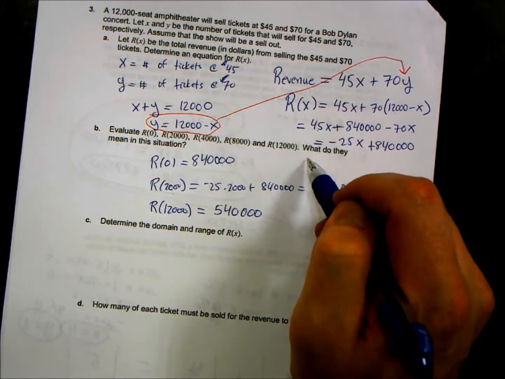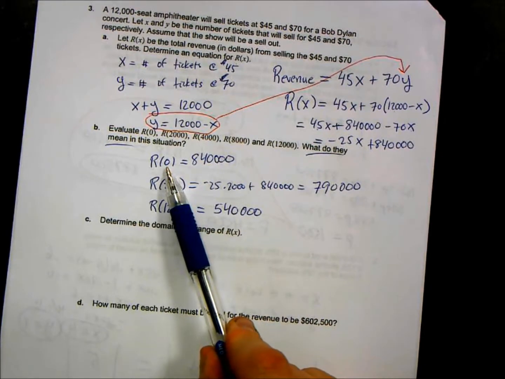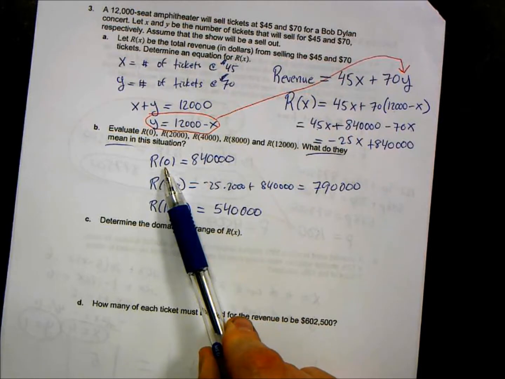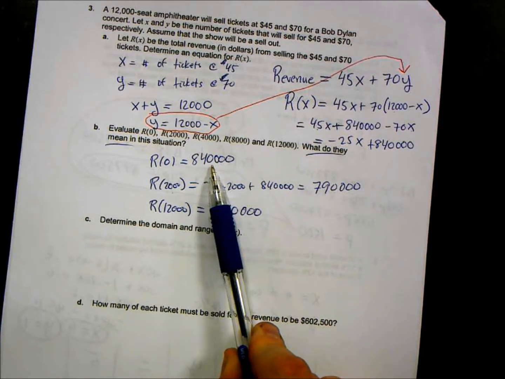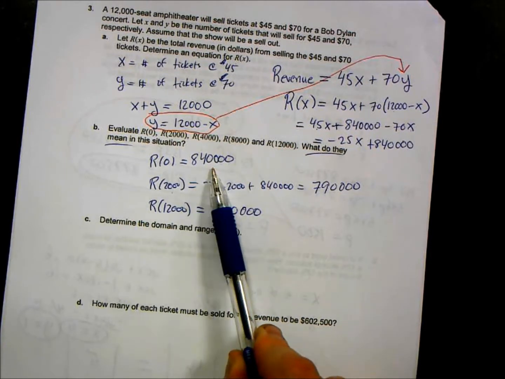Now, the question is, what do they mean? Number of tickets sold at $45. So this 0 means we sold no tickets at $45, which means we sold them all at $70. If we sell all of our tickets at $70, our revenue will be 840,000. So if I'm the ticket salesperson, that's the best I could do: sell all the tickets for 70 and have a revenue of 840,000.